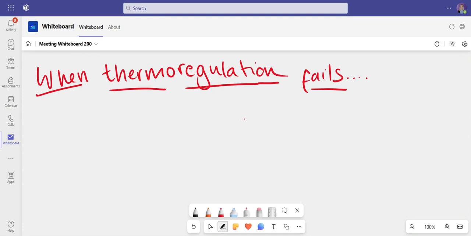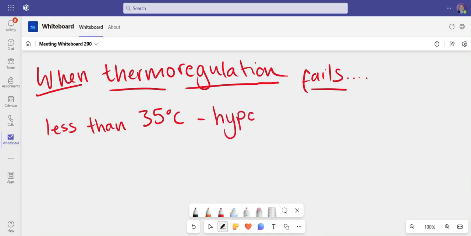So, if your core body temperature goes very, very low, and the definition is less than 35 degrees C, you get something called hypothermia. Now be careful with your spelling because hyperthermia is the opposite. So too cold is hypo with an O there. Hypothermia. Okay, and hypothermia can be caused by going into a very, very cold environment. So if you stayed outside in a cold place without enough warm layers on, you could get hypothermia.